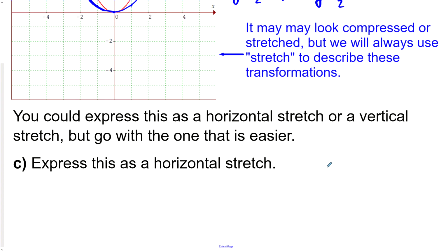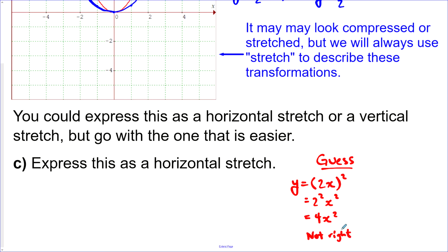We could take some guesses here. I'll write them in red. And the first guess that I typically see is just putting a 2 here. So a horizontal or a vertical stretch of 1/2, and then they think, all right, well, horizontal stretch of 2. Now horizontal stretches will happen inside the function. So that's why I'm putting it inside here. But if we multiply this in here, this is 2 squared and x squared, and this is 4x squared, and you see that this is not right. Okay, so that didn't work.